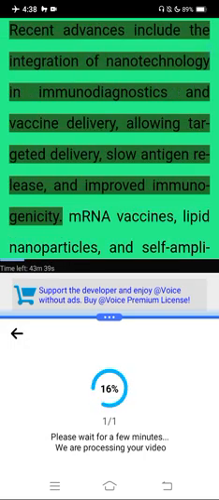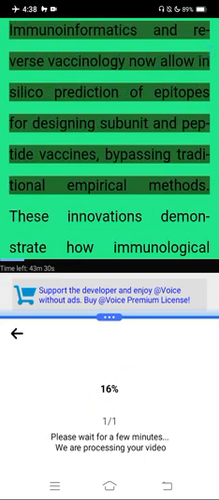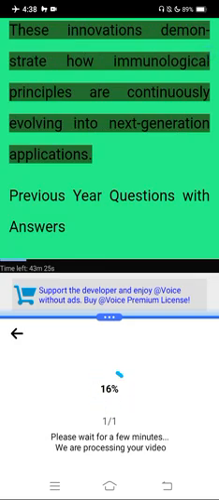Recent advances include the integration of nanotechnology in immunodiagnostics and vaccine delivery, allowing targeted delivery, slow antigen release, and improved immunogenicity. mRNA vaccines, lipid nanoparticles, and self-amplifying RNA platforms are at the frontier of vaccine technology. Immune informatics and reverse vaccinology now allow in silico prediction of epitopes for designing subunit and peptide vaccines, bypassing traditional empirical methods. These innovations demonstrate how immunological principles are continuously evolving into next-generation applications.